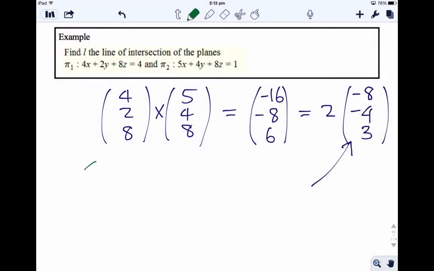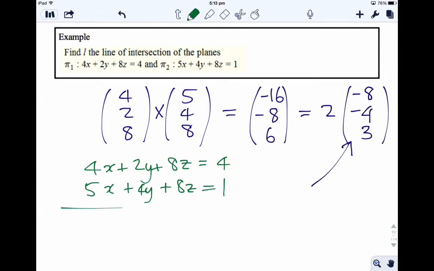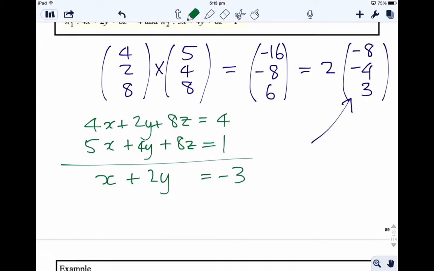both planes. So we've got 4x plus 2y plus 8z equals 4, and we've got 5x plus 4y plus 8z equals 1. Easiest thing to do is just eliminate one variable. So solve simultaneously. The obvious one here is 8z. If we subtract the equations, so I'm going to say the second equation minus the first equation, we get x plus 2y, 8z minus 8z is 0, and 1 minus 4 is negative 3. x plus 2y equals negative 3. Now you just need to find any x and y values that satisfy that equation. So we're going to start guessing here. If I say x is equal to negative 3, y is equal to 0, let's take that one. That's the easiest one, I think.